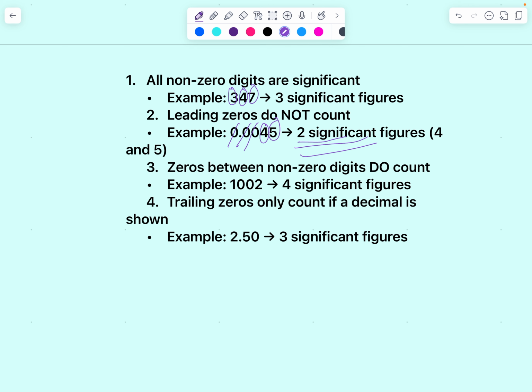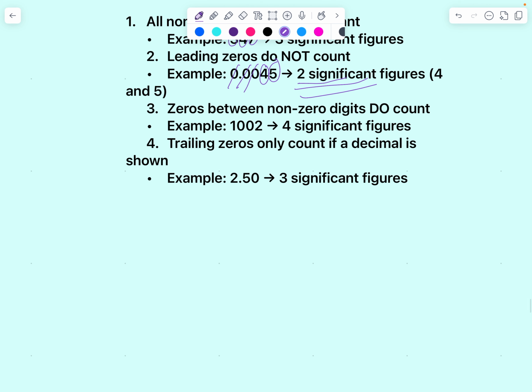So 2 significant figures. Look at number 3. Zeros between non-zero digits do count. Example, 1,002, that's 4 significant figures: 1, 2, 3, 4. The trailing zeros, for number 4, only count if a decimal is shown. So with 2.50, it would count because the decimal is shown. So look, 1, 2, 3, 3 sig figs.